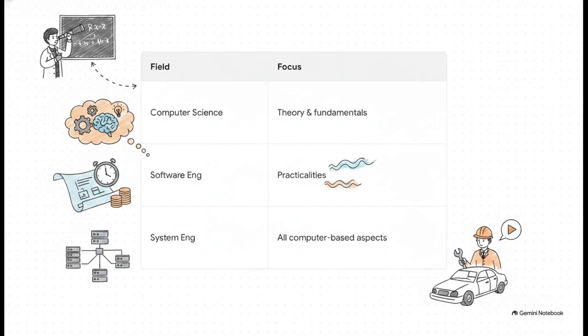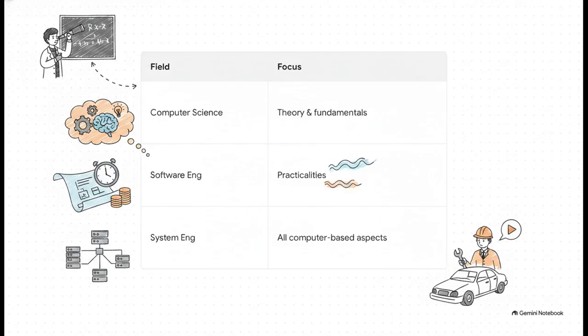Now, what's really interesting about this slide is how it clears up a massive misconception. People often think software engineering and computer science are the exact same thing. Actually, they're not. As we contrast the fields, notice that computer science focuses heavily on theories and fundamentals, the underlying science of computation. Software engineering, on the other hand, is firmly focused on practical delivery. It's about producing useful software within real-world constraints like strict budgets and tight schedules.